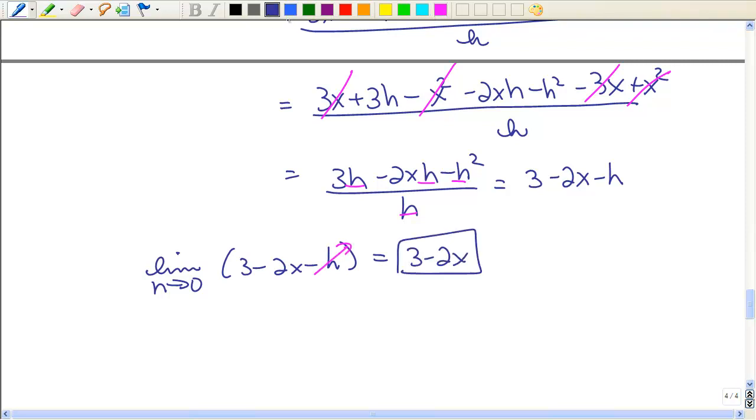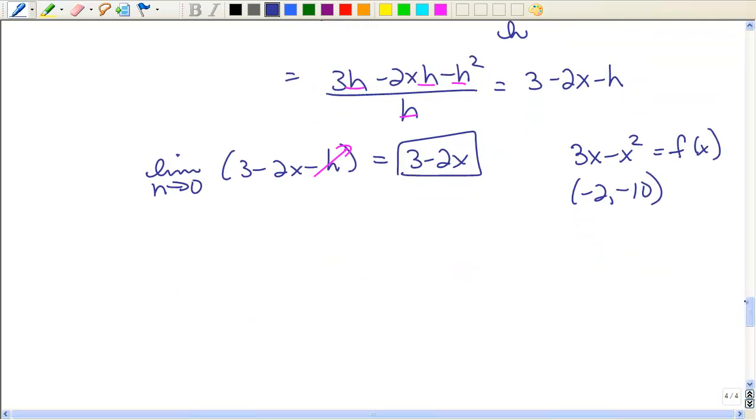Okay, now that's the slope of the tangent line to the function 3x minus x squared. So that's at any point. But the book asks us to do it at a specific point. So what do I want? It says I want to find the slope of the tangent line at a given point.